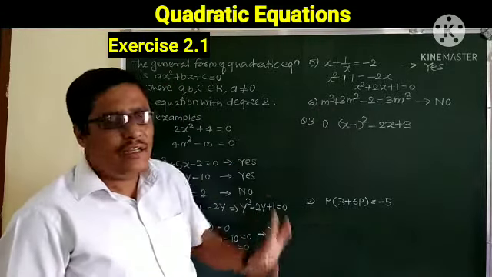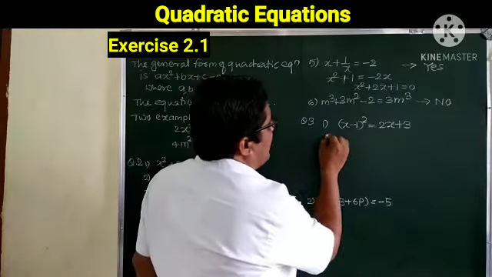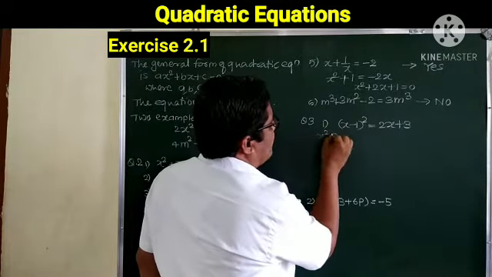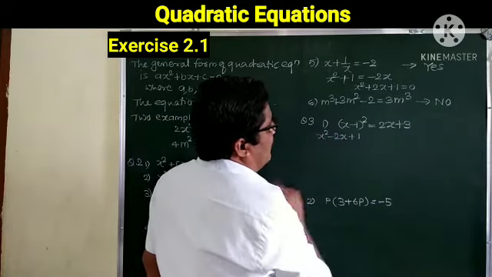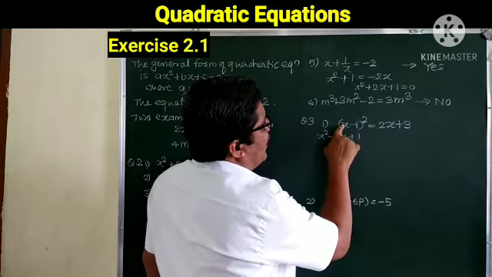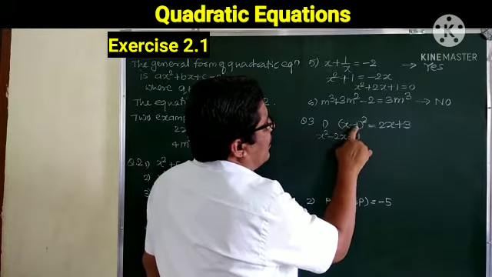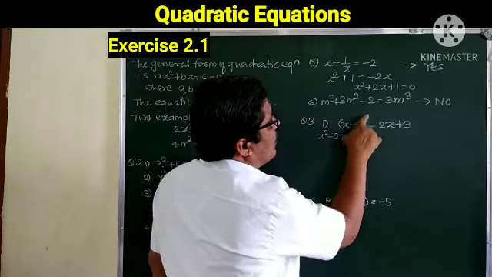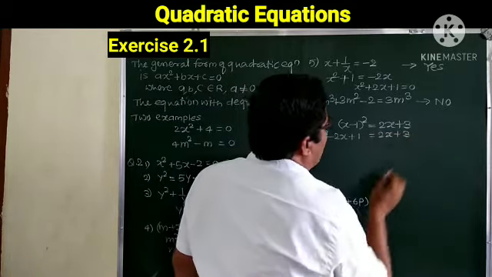Now in question number 3, we have to write the given equation in general form, and after that we have to write the values of a, b, c. So first of all, expand this bracket. So x square minus 2x plus 1. a square minus 2 into a into b, plus b square: x square minus 2 into x into 1, 2x, plus 1 square, 1, is equal to 2x plus 3.